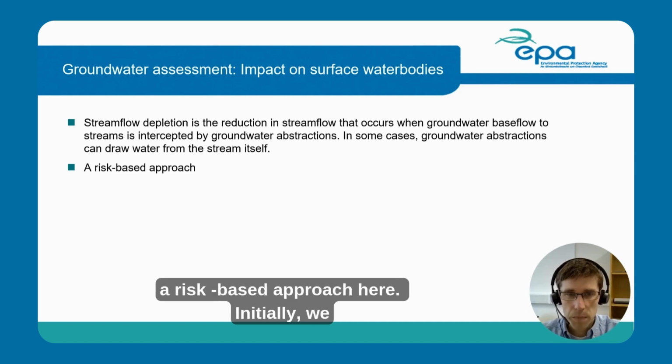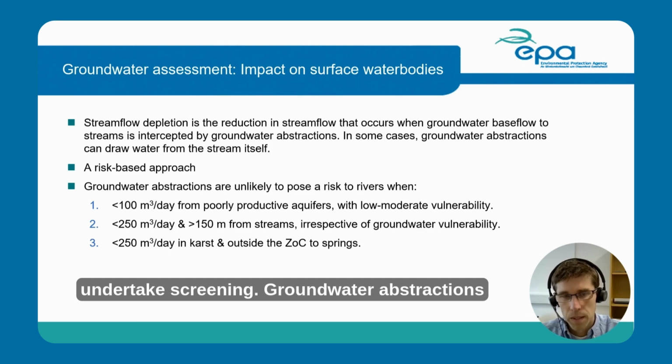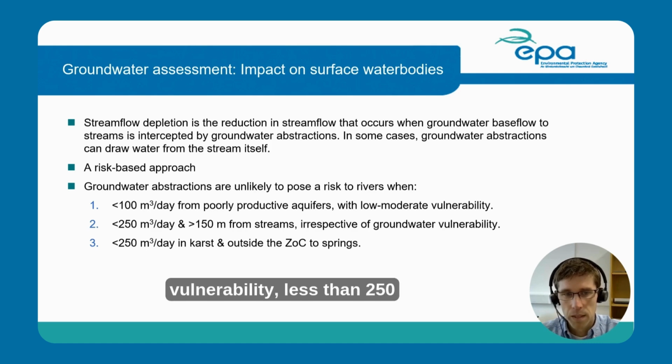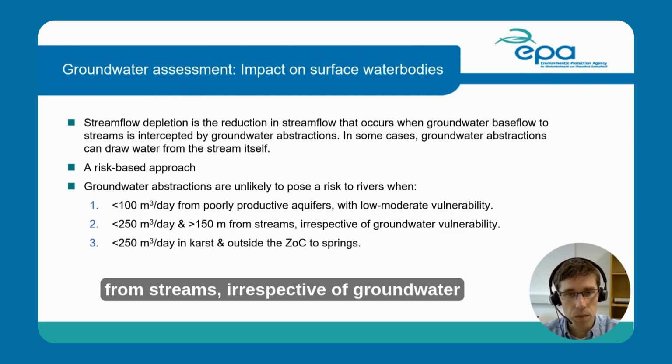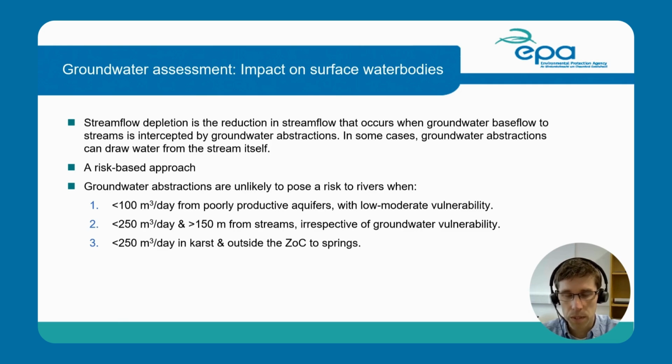So we apply a risk-based approach here. Initially, we undertake screening. Groundwater abstractions are unlikely to pose a risk to rivers when the abstraction is less than 100 m³ a day from poorly productive aquifers with low to moderate vulnerability, less than 250 m³ a day and greater than 150 meters from streams, irrespective of groundwater vulnerability, and finally less than 250 m³ per day in karst areas and outside the zone of contribution to springs.